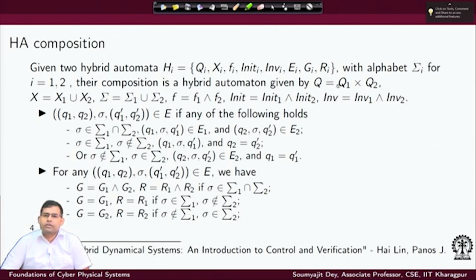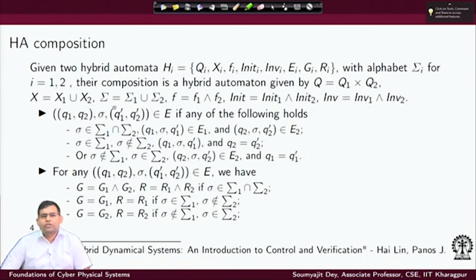It will have a set of locations given by Q1 cross Q2, where Q1 and Q2 are the original sets of locations. And you have this set of real valued valuations, which will be just X1 union X2, because the valuations of both automata will come in. Your set of symbols will also become a union, and then you will have this set of flows, and the flow set will be an intersection. We will explain with an example why the flow has to be an intersection. And your initial states will also be an intersection. That means you will start with the initial state of both of them, and since you are composing the states, the invariant conditions will also get composed.